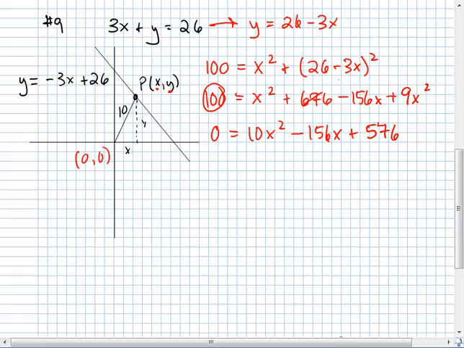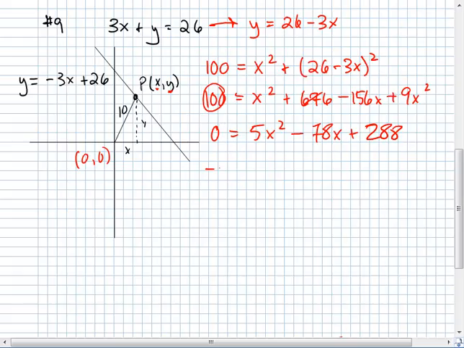All of these can be divided by 2, so this is going to be 5, this is going to be 78, and this is going to be 288. So divide everything by 2. Now I can factor it, but that looks kind of scary to factor. So rather than trying to factor it, I'm just going to use the quadratic equation.